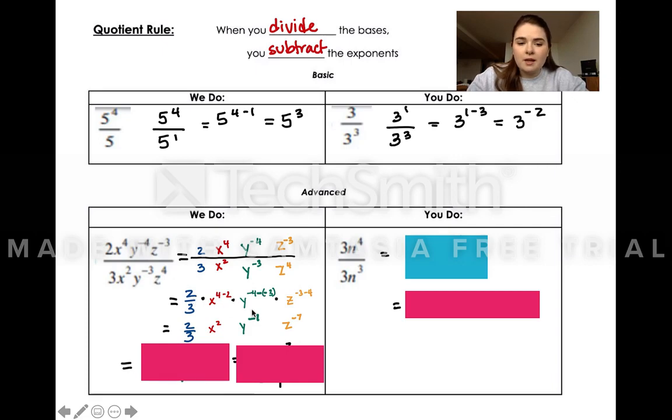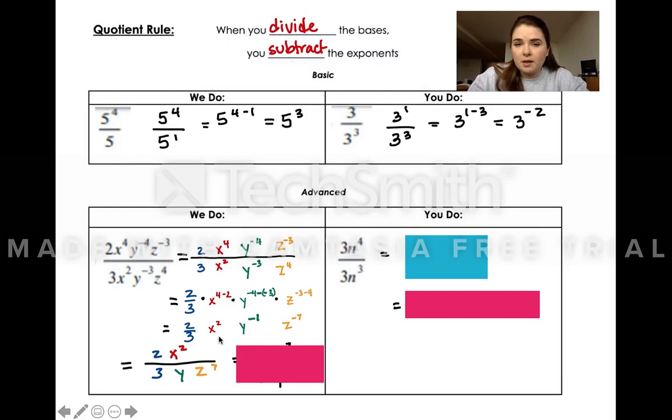Once we've simplified, this is what it should look like. We're not quite done yet because we want to move those negative exponents around. And so I'm going to keep the positive on the top. Notice 2/3 stays exactly where it was, the 2 stays in the top, the 3 stays in the bottom as I combine this into one fraction.